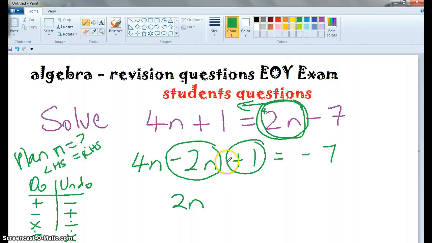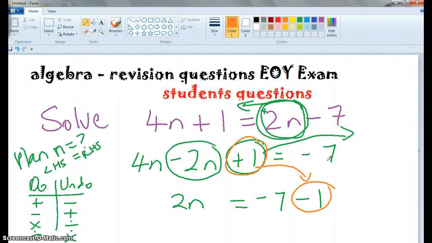How do we undo it? Minus 1. So it's going to be minus 7 minus 1. Is that okay? So what I did there is I had the plus 1 there, and it became minus 1 on the other side. Why? Because I want n to equal something, so I'm moving it. So I did sort of two things in one step there, which could have been confusing.